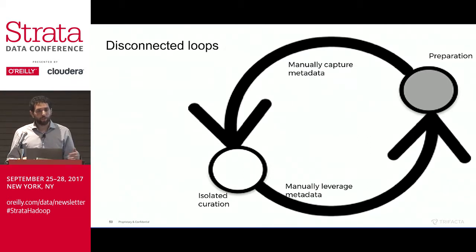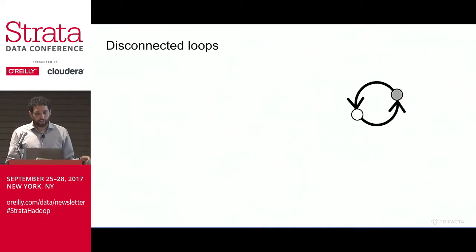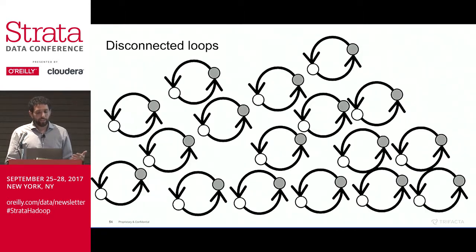So you end up in what we call a disconnected loop. As you're working with your data, it's your responsibility to manually capture your metadata and share it out. And then the flip side is also true. If you're in an organization, you might not know that there's something out there that's useful for you. You might not know that other people are working on similar problems, that have done similar transformations. So it's your responsibility to manually leverage that metadata. So you end up with what we call disconnected loops, where now you have more and more people working with data, but they're not really leveraging or sharing the work.